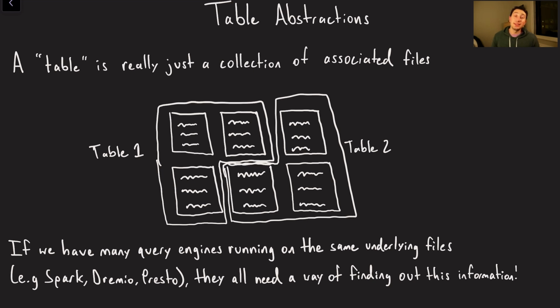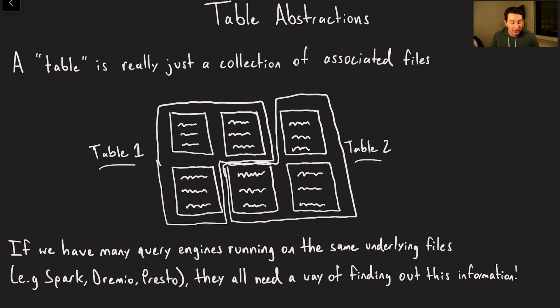So we've got a bunch of files in S3, and the question is, how do we know which files are actually associated with which table? I guess the gist there is you have to keep some mapping between them, right? So for example, table 1 comprises these top left 3 files, and table 2 might comprise these bottom right 3 files.